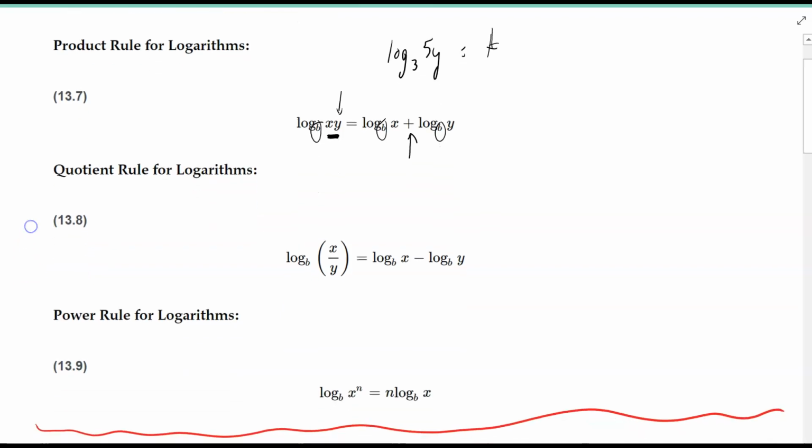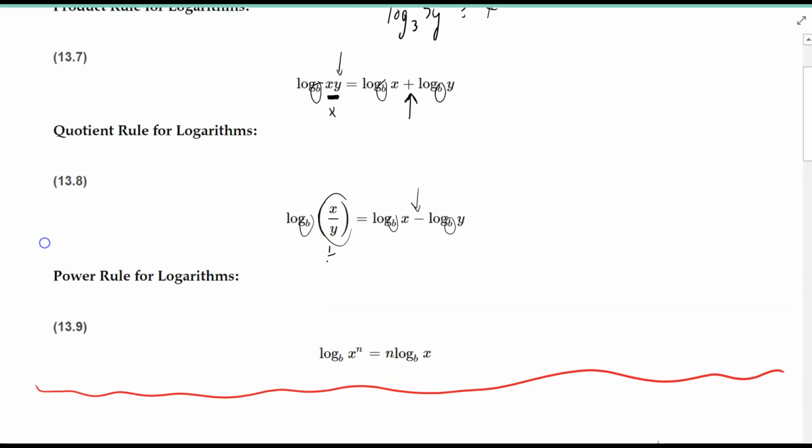There's also a quotient rule. Instead of a product like we have here, we have a division. So we have a quotient. If you have a quotient and you need to split up these two numbers within that quotient, then you can write them as separate logarithms. Remember, same base all the time. And instead of an addition of these two individual logarithms, we have a subtraction of those two logarithms.